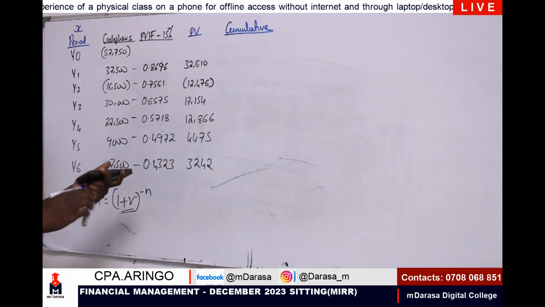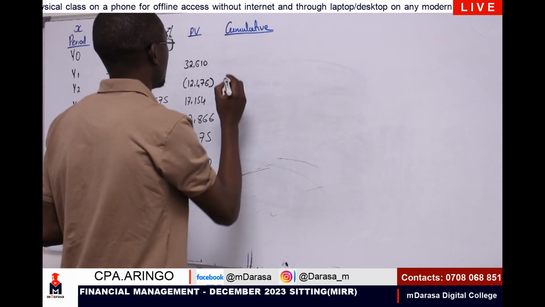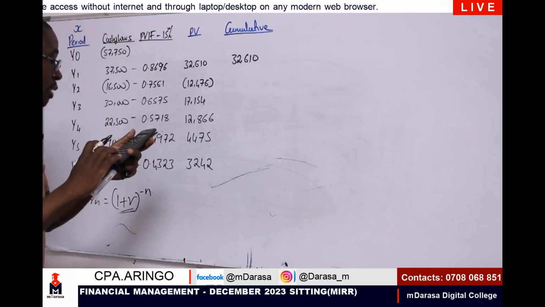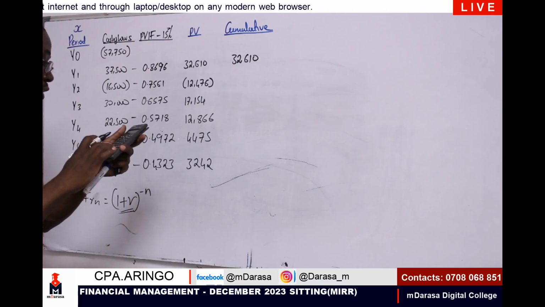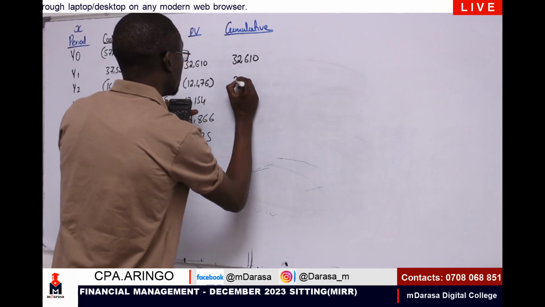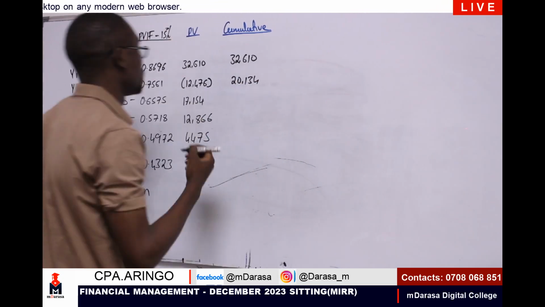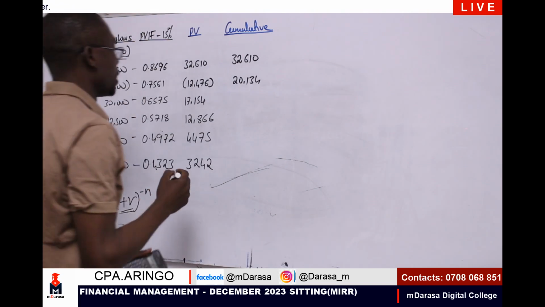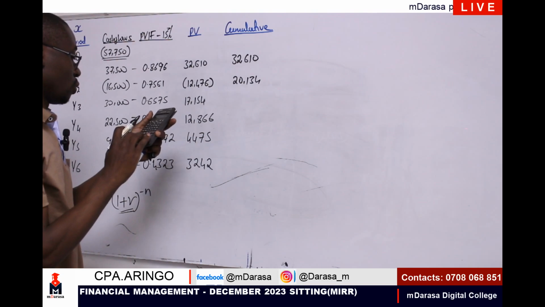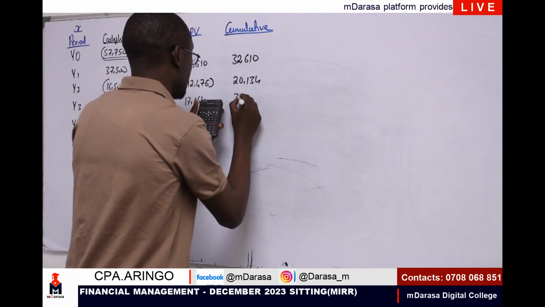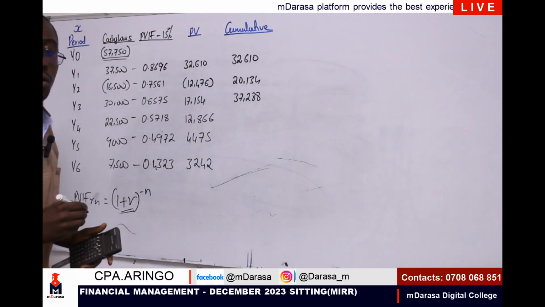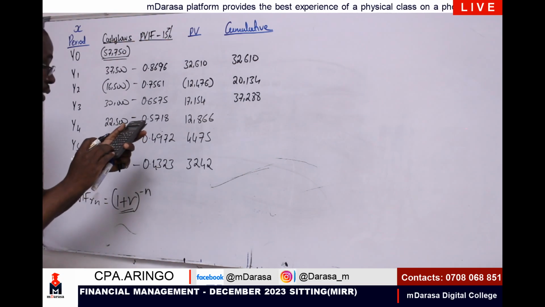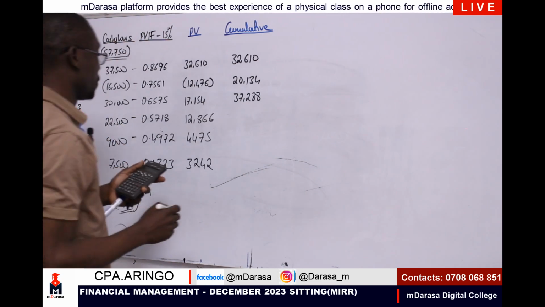Using our cumulative method, that is to say, Year 1, I'll be having 32,610. Year 2, I'll be having 32,610 minus 12,476. This should give us 20,134. We have not yet reached our initial outlay of 57,750, right? We go to year 3, that should give us 21,134 plus 17,154. In this case, I'll be having 37,288. We've not yet reached our target value, plus 12,866.